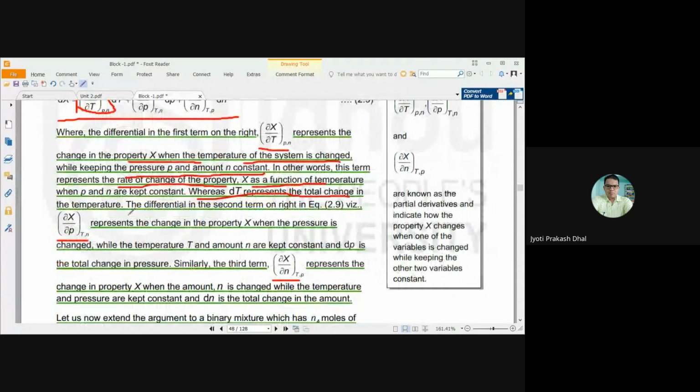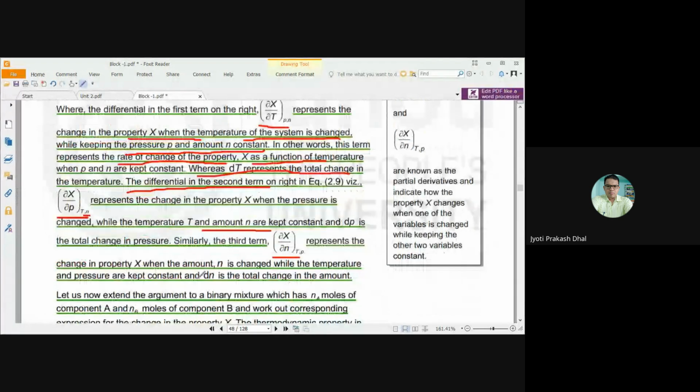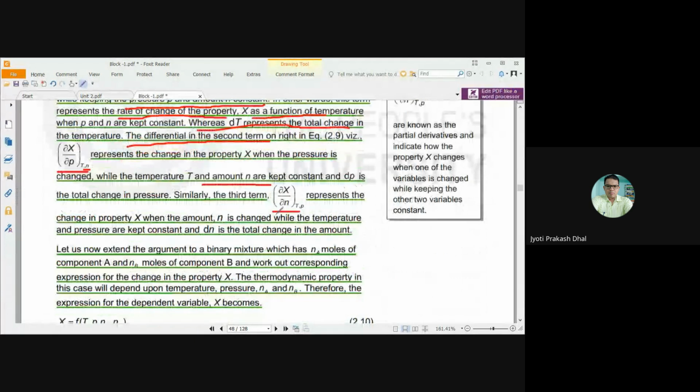The second term, del X by del P at constant temperature and constant number of moles, represents the change in property X when the pressure is changed, maintaining temperature and number of moles constant. Similarly, the third term, del X by del N at constant temperature and pressure, represents the change of the property X when the number of moles N changes, keeping temperature and pressure constant.